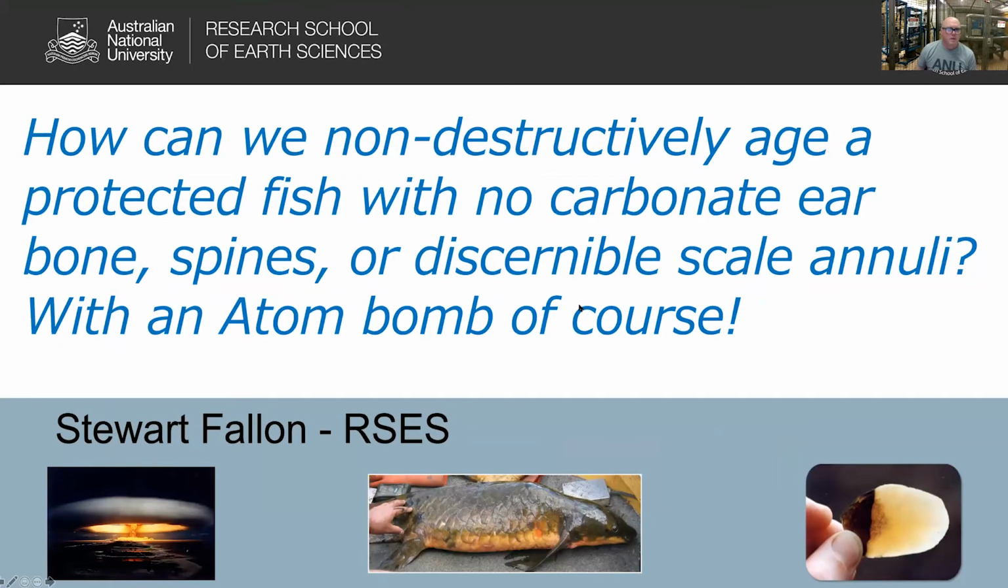Okay, so I'm going to talk about some ecological work that we've done on the threatened species, the Australian lungfish, which you can see down in the bottom picture here. And so the title of this part is, how can we age a protected fish? And we're going to use the atom bomb, of course.